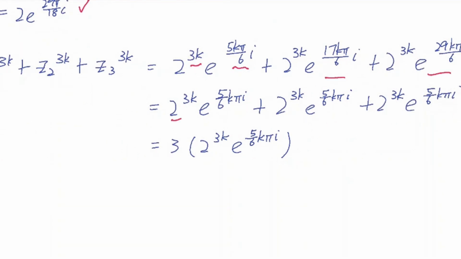So we realize that the 2 power 3k can be factorized. And all these angles, like 17kπ over 6, is something that is more than 2π already, which can be reduced to 5 over 6 kπ i. And the same thing for this one here, this is over the 2π already. So we just keep on subtracting 2π until we get the angle which is within 0 to 2π. So they actually have the same value for each of the terms there. So basically after that, it's giving us 3 times this thing, the 2 power 3k, e power 5 over 6 kπ i.